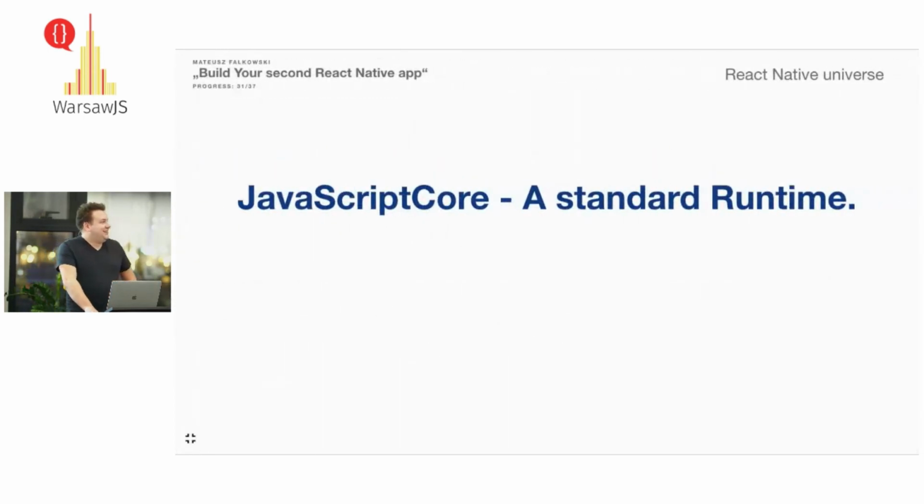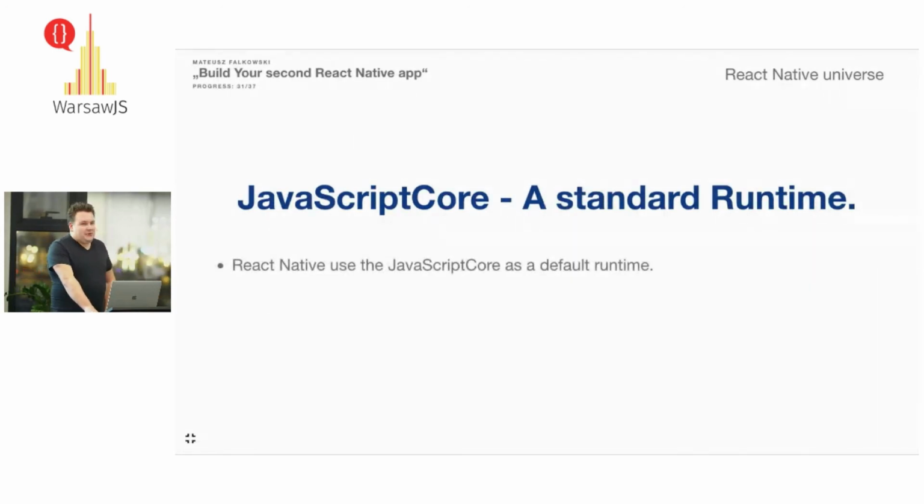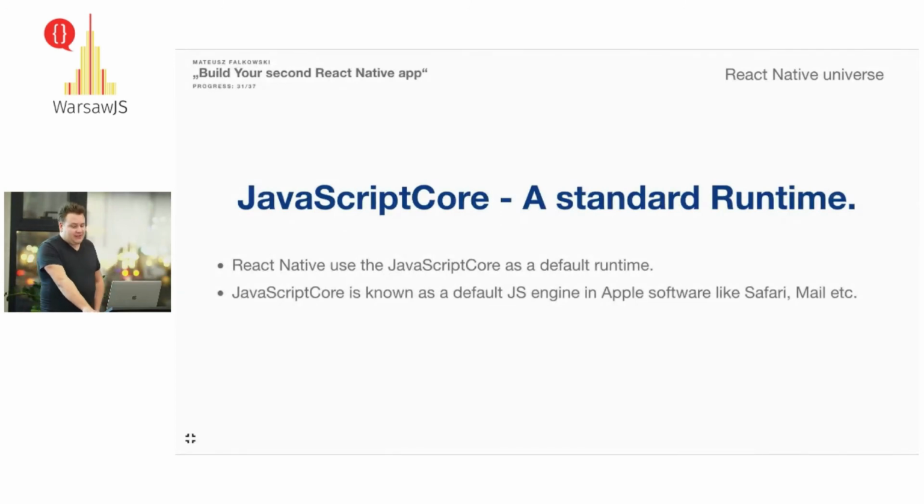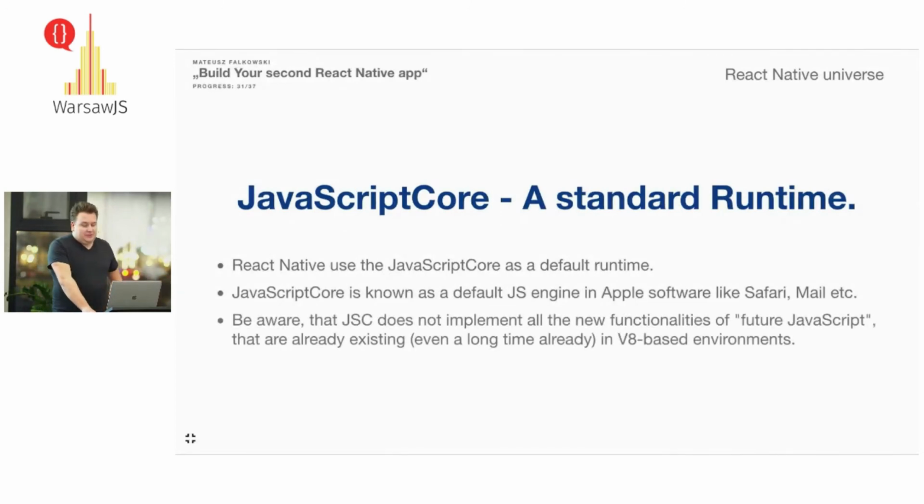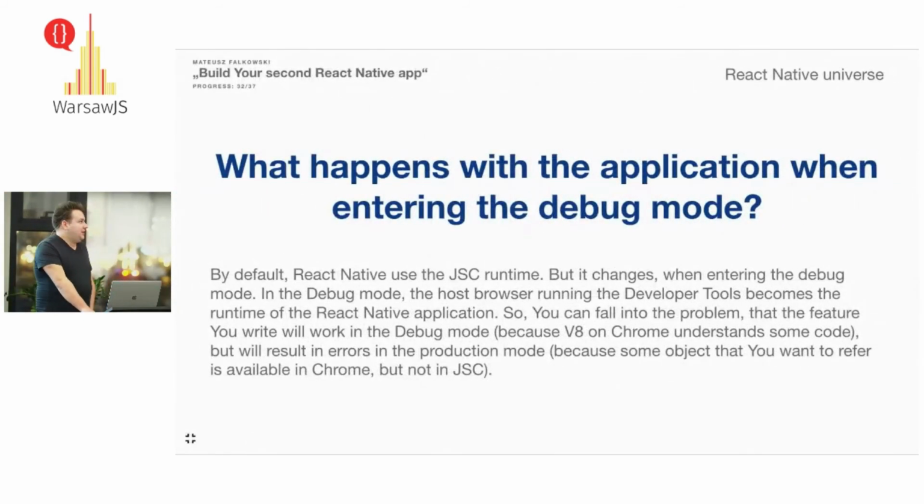JavaScript core is another happy thing in React Native. So if you used to write your JavaScript applications having in mind that you are writing for V8 and Chrome, it's not the same. JavaScript core is something known from Apple products like Safari and so on. It does not implement entirely all the new functionalities of future JavaScript. So be sure that you configure Babel well enough to handle the constructs, or that you polyfill them.